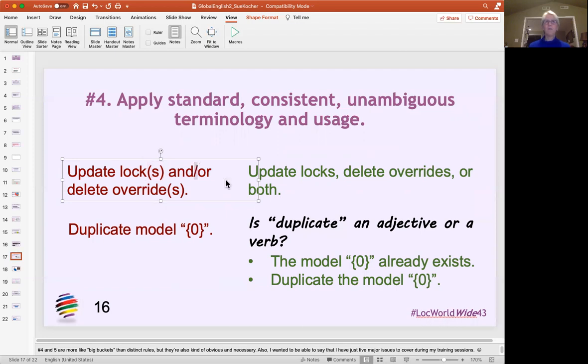And slashes also present problems, not only for and or, which is a hard concept to translate, but in many other cases where we use a slash to indicate alternatives. Other languages don't do that, so they have to find a way. In this case, what this meant was update locks, delete overrides, or both. I just used the plural. It covers everything. This one is interesting because it looks simple and straightforward and would be correct, except that the translators need to know, is this a verb or is it an adjective that modifies model? Are they saying duplicate the model or is it a duplicate model? So it could be either of these 2 strings depending on what the answer is. So I would clarify it in one of those 2 ways.